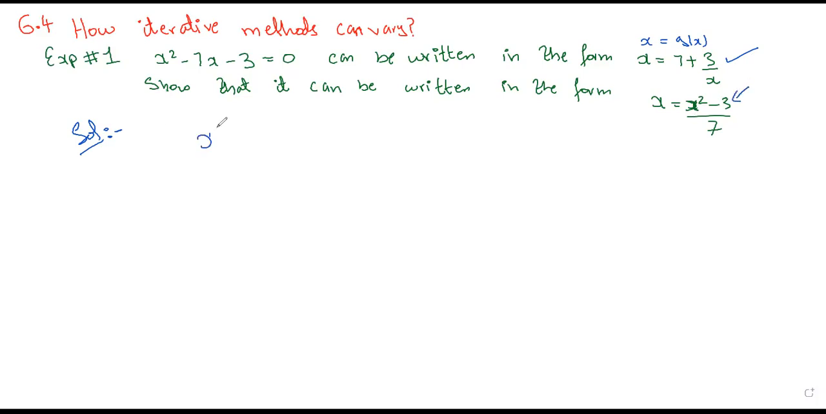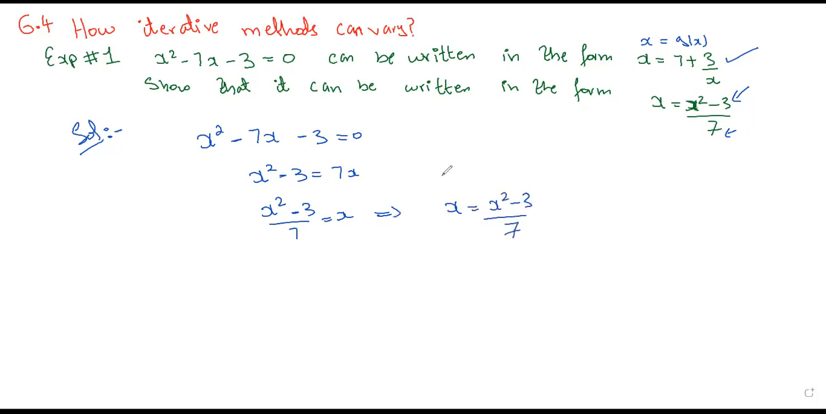So we have x square minus 7x minus 3 equals 0. Clearly we have 7 here, so we need to keep the 7x over here. It would be x square minus 3 equals 7x, and I can divide by 7 on the left side to get this. And this basically is x equals x square minus 3 by 7. So we are done with the first type, but you need to see that both of these are x equals g of x forms. I hope that's clear.